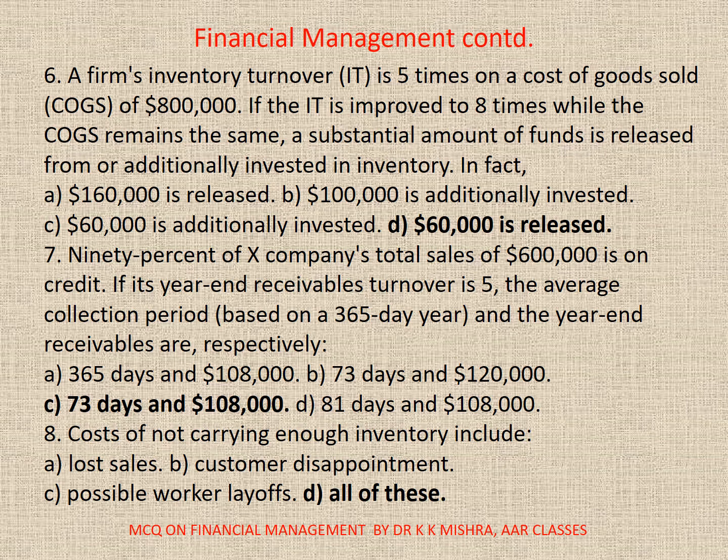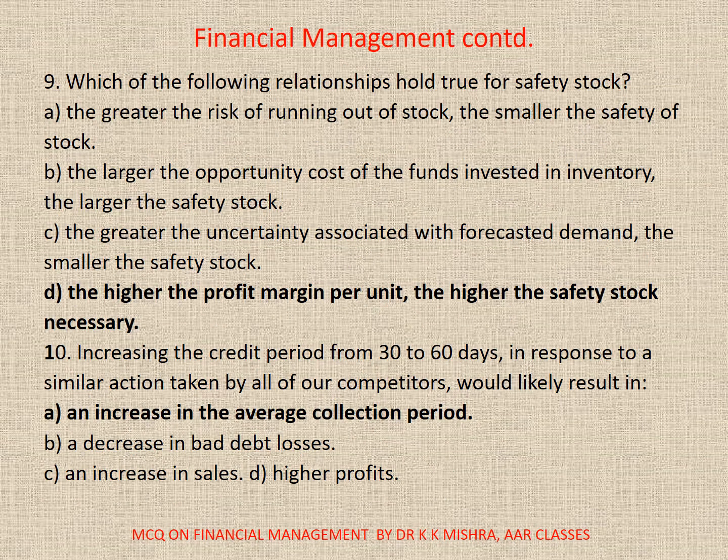All of these. 9. Which of the following relationship hold true for safety stock? So here correct option is D. The higher the profit margin per unit, the higher safety stock necessary.